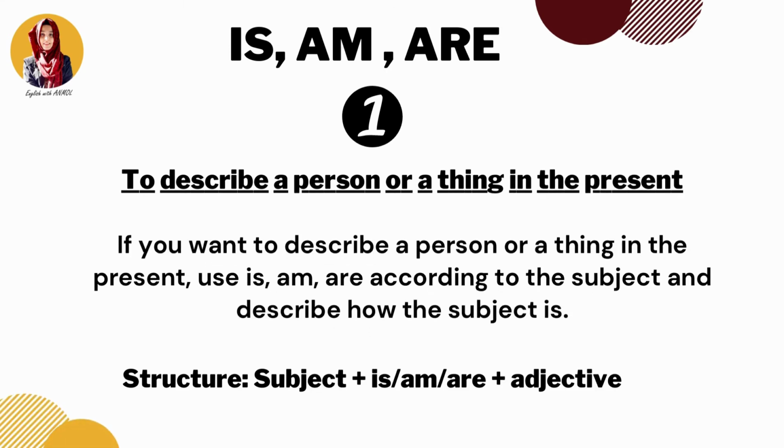Number 1, to describe a person or thing in the present. If you want to describe a person or a thing in the present, use is, am, are according to the subject and describe how the subject is.